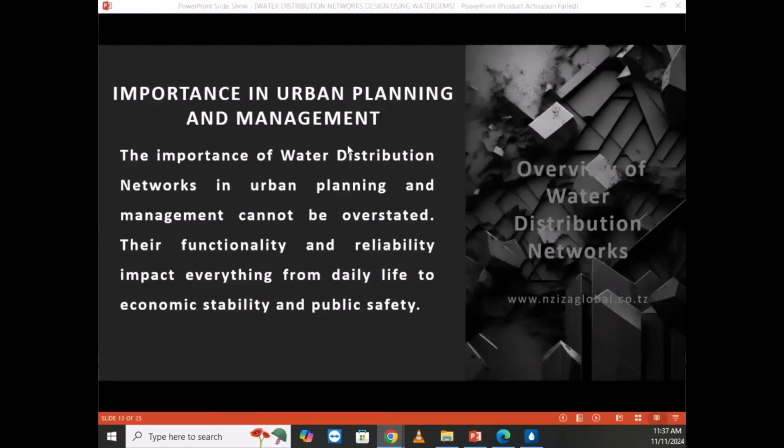The last point was asking you what important things you see in designing an efficient and good water distribution network. Those online, are you hearing me? Yes. Okay, good. Can you please help us know at least the important things that you see in urban planning and management of the water distribution system?